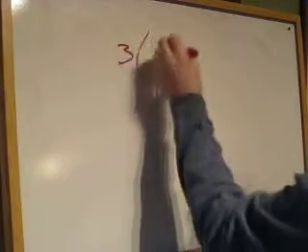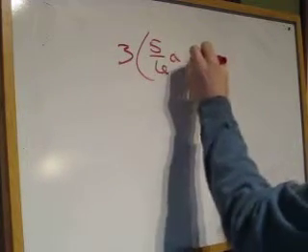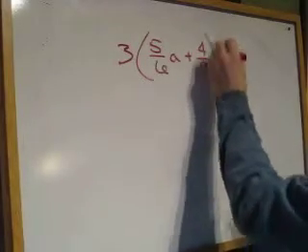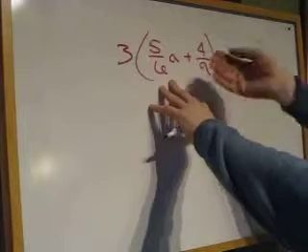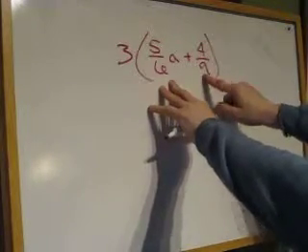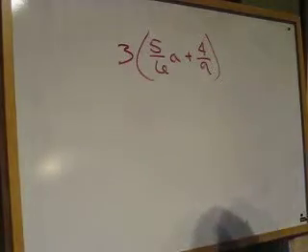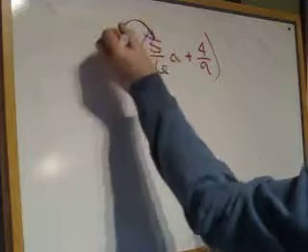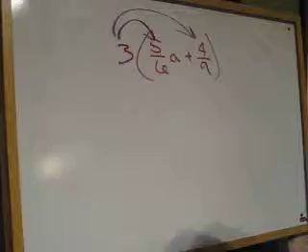Okay, let's look at 59. That one looks a little hairy here. So 3 times 5 over 6a plus 4 over 9. We can't combine anything in there simply because we have a letter here and we don't have a letter here. So all we can do is work on our distribution of our 3 across here. So let's do our distribution of that 3.